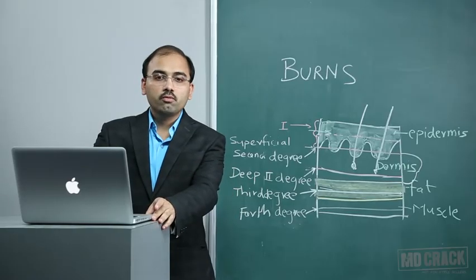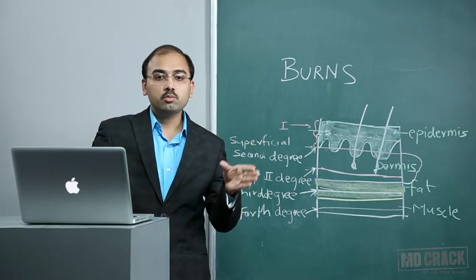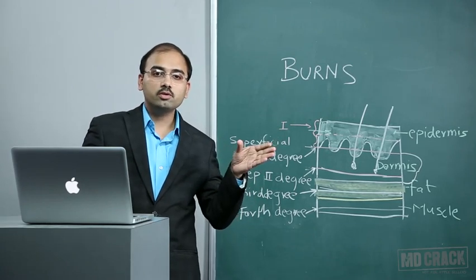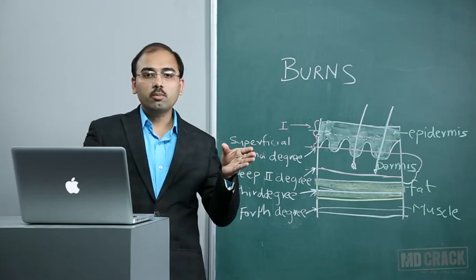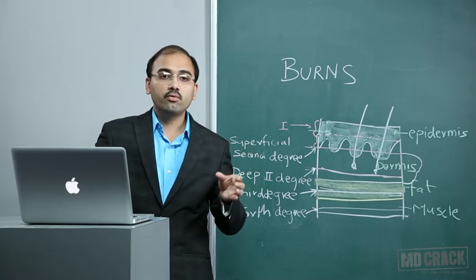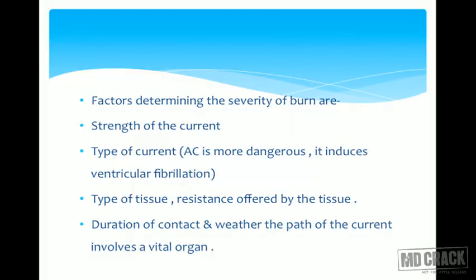So if you are asked which of the following electrical abnormalities are common, or which of the following cardiac arrhythmias are common in cases of electrical injury, it is ventricular fibrillation. Type of tissue and resistance offered by tissue will also determine the electrical burn injury. Duration of the contact and whether the path of current goes through a vital organ is also very important.